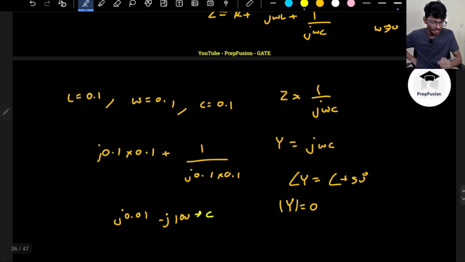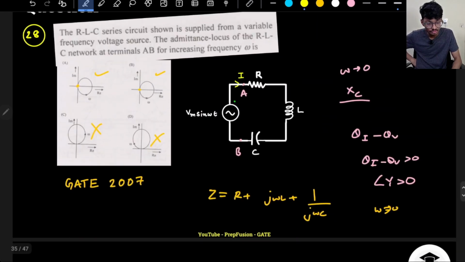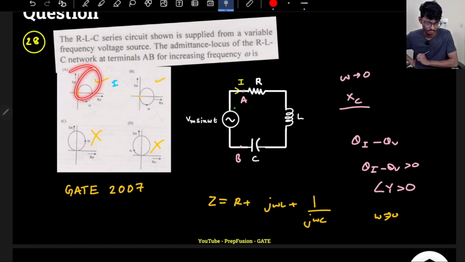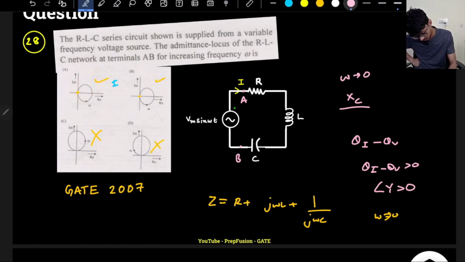If capacitance is dominating, that means my angle of admittance will be positive. If the angle of admittance is positive, in which quadrant will I lie? In the first quadrant. Very simple, right? So your answer will be this one, option A.